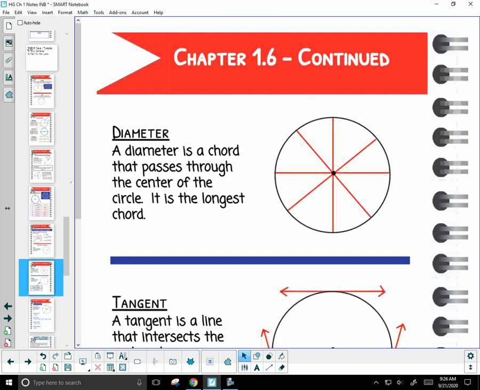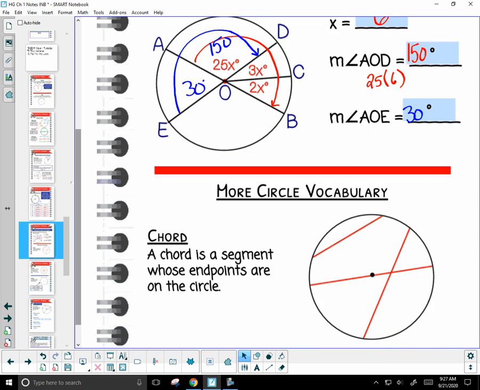Then we have a diameter. A diameter is a very specific chord. It's a very special chord. It's a chord that passes through the center of a circle. So this is a good always, sometimes, never question. So a diameter is a chord. Always, sometimes, or never? Always. By definition, it's a chord. It's just a really special one, right? Can I flip-flop that? A chord is a diameter. Sometimes it is like this, right? But sometimes it's not. Sometimes it's just a plain old chord. Does that make sense? All right.